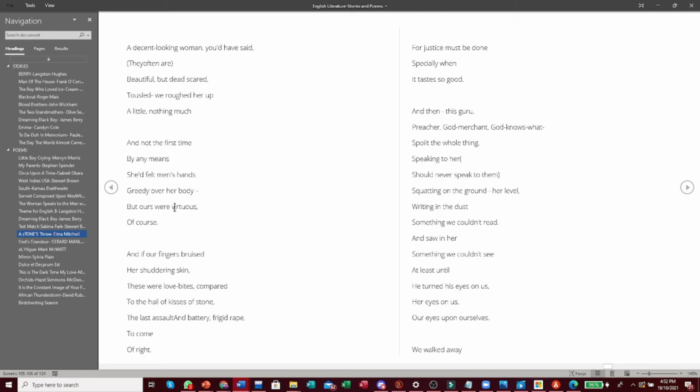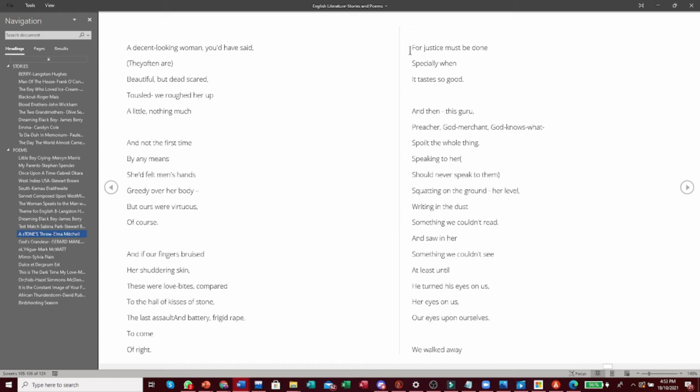Like that tone there is like, ours are virtuous, like ours were justified. You know what I mean? Of course. And if our fingers bruised her shuddering skin, those were love bites compared to the hail of kisses of stone. You feel, oh my gosh, she's gonna die. These men were the last assault and battery, frigid rape to come of right. Meaning they are of right. This indicates we are justified in doing this.